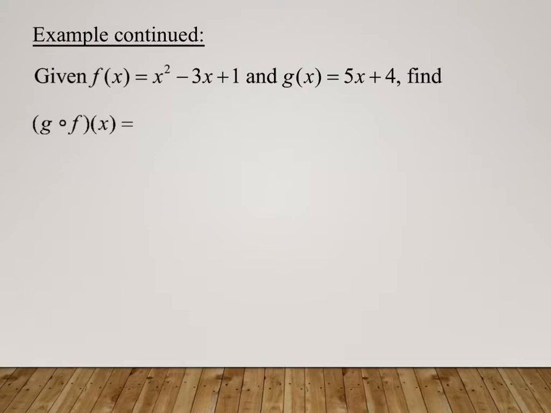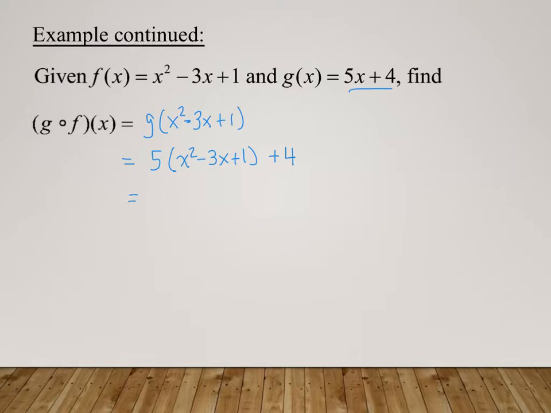So we're going to go ahead and try this one, right? So here we're going to go g of x squared minus 3x plus 1. And now this is equal to 5 times x squared minus 3x plus 1. And this is plus a 4 here because now we're using this function, right?